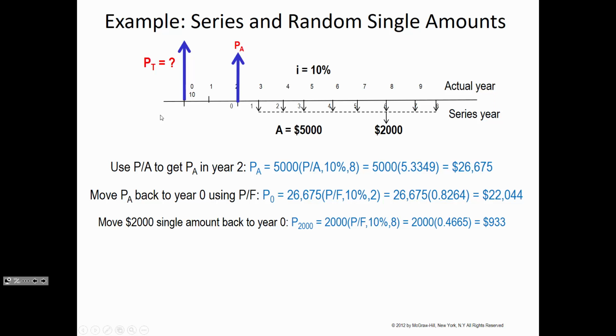Now you can move an annual series in one step, but that's only if it starts in year 1. This annual series didn't start in year 1. It started in year 3, and that's why we had to, first of all, take it to a single amount in year 2. And then you add the two amounts together. The effect of the single payment and the effect of the annual series are combined all together in year 0.